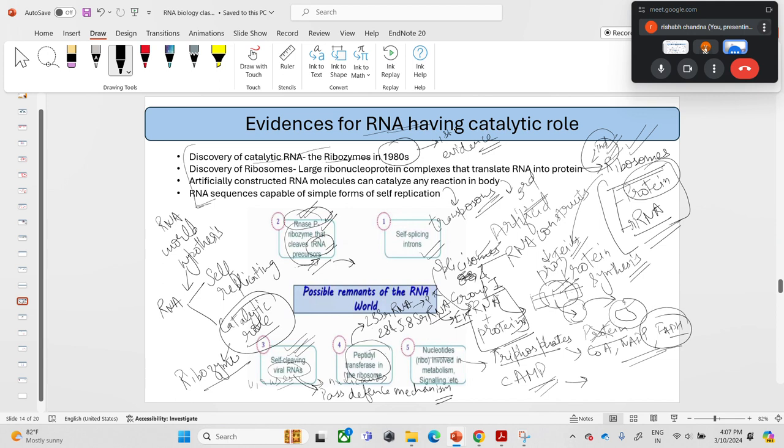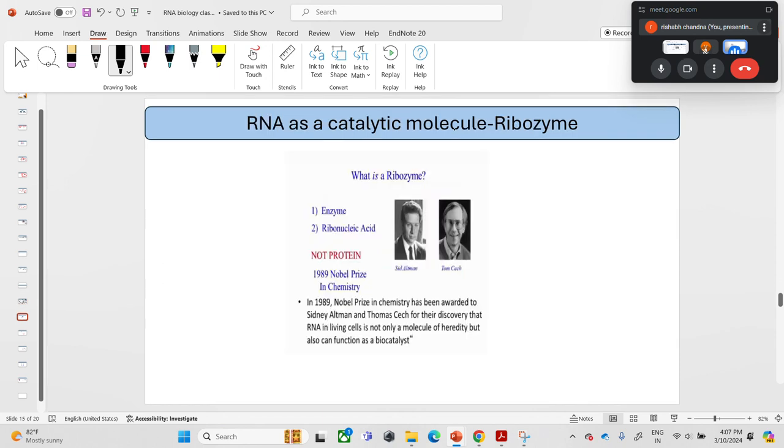Okay, is it clear? Yes, sir. Okay, so now moving on. So the ribozyme is basically an RNA that has a catalytic role, and it is not a protein. This discovery got a Nobel Prize in 1989 in chemistry to Sidney Altman and Thomas Cech for the discovery of RNA in living cells that is not only a molecule of heredity but also functions as a biocatalyst. So this was an important discovery of that time and yielded a Nobel Prize.